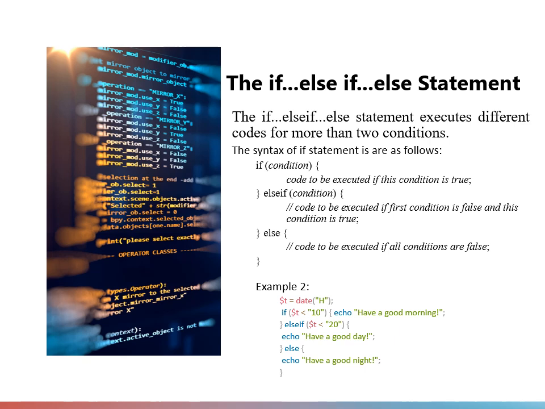So if the time is less than 10, echo "Have a good morning," meaning the time is morning. Else, if the time is less than 20, "Have a good day," talking about the afternoon within the day. Else, "Have a good night," meaning if it does not fall under the condition of less than 10 or less than 20, that means it's night. So this is an example of how to use the if else if statement.